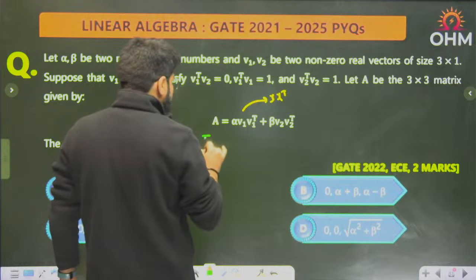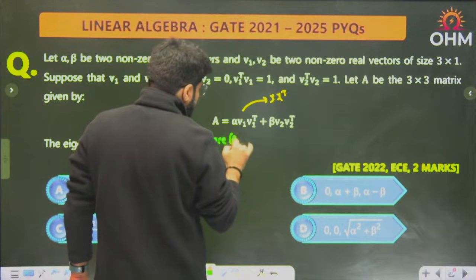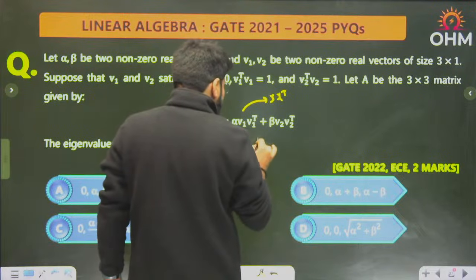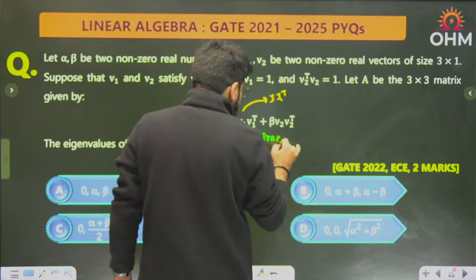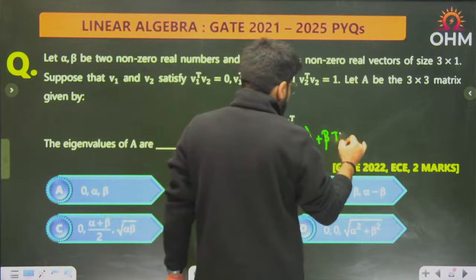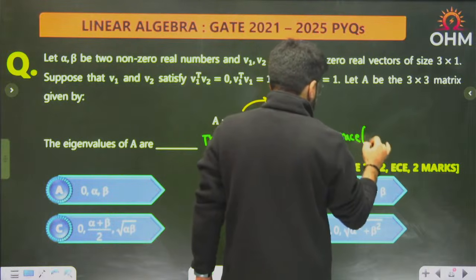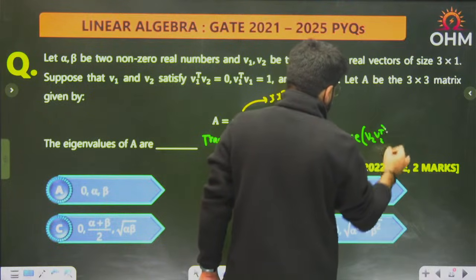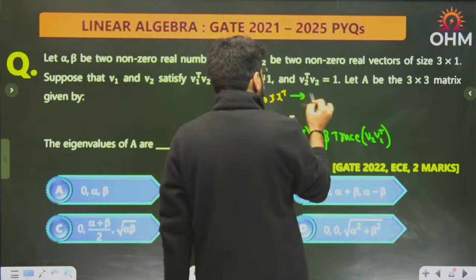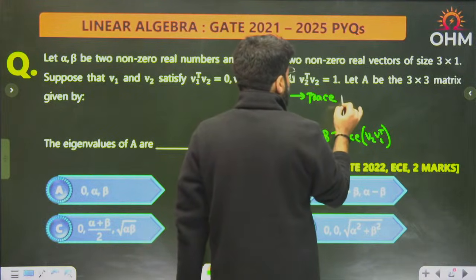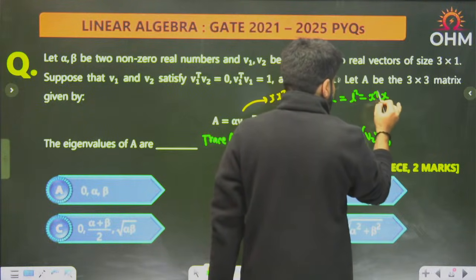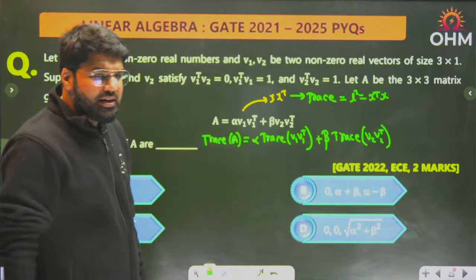Okay, what is the trace of the matrix A? Rather than forming the matrix A, which will be time consuming, the trace will be alpha times the trace of the first matrix, v1 v1 transpose, plus beta times the trace of the other matrix, v2 v2 transpose. For any x into x transpose, I have just calculated and shown you, what is the trace? Trace is given by L square, L square meaning x transpose x. Correct? Let us use this simple point.